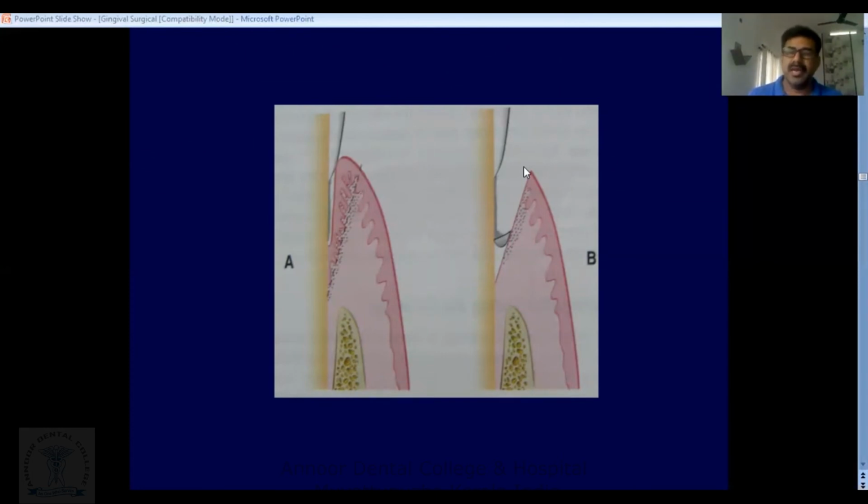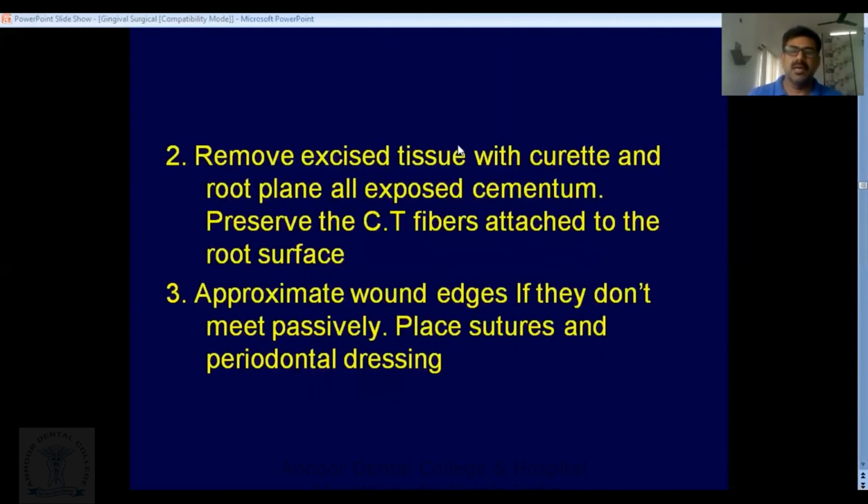If it is not getting adapted, probably you can do suturing and packing. So remove the excised tissue with the curette and replane all the exposed cementum. And if at all there is any connective tissue that is attached to the root surface, try to preserve that, approximate the wound edges, and if they don't meet passively, place a suture and give a dressing.